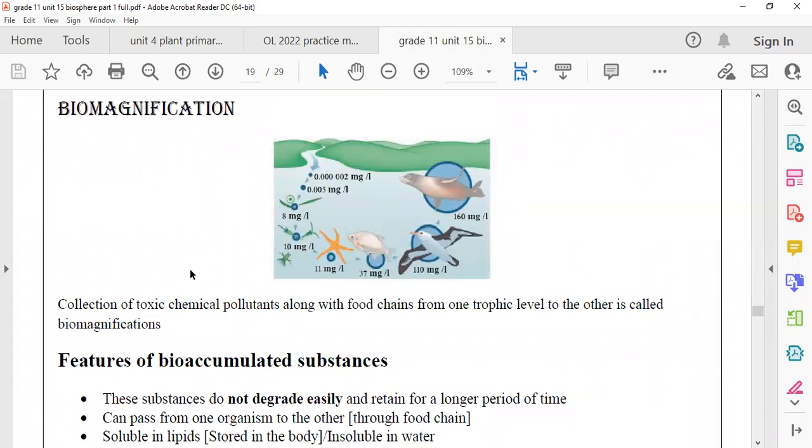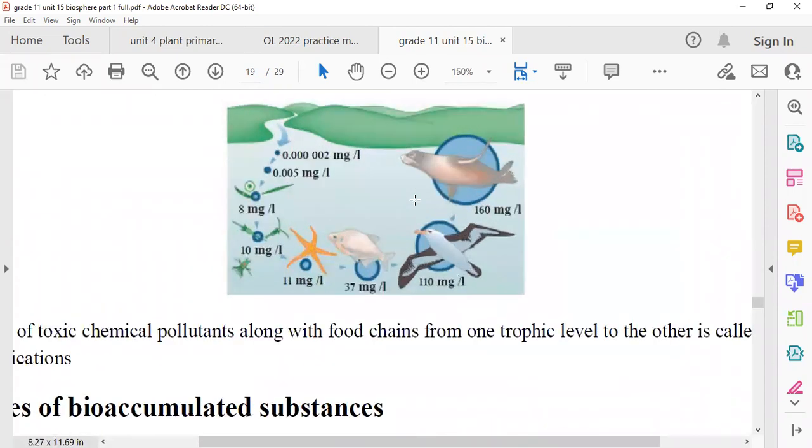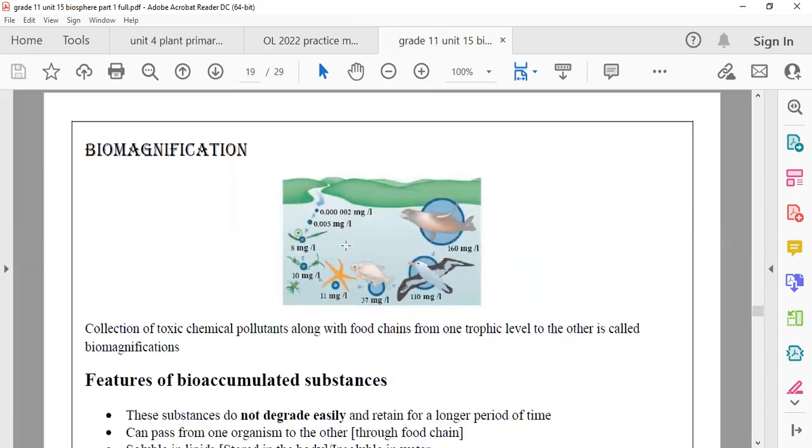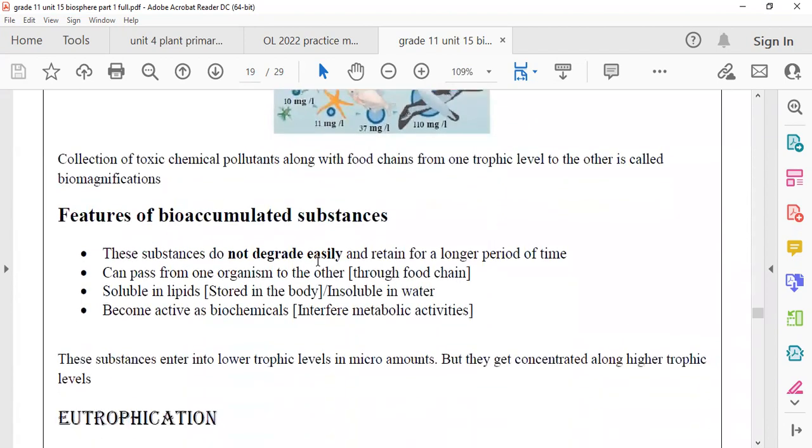Not all chemical pollutants can do that, but certain chemical pollutants can. In that case, the organisms in the upper trophic level, now here, if you take the organisms, the dolphin is in the highest trophic level. Then the dolphin is the one getting the highest concentration, and the dolphin is the one highly getting affected by it. So that is called by the name biomagnification.